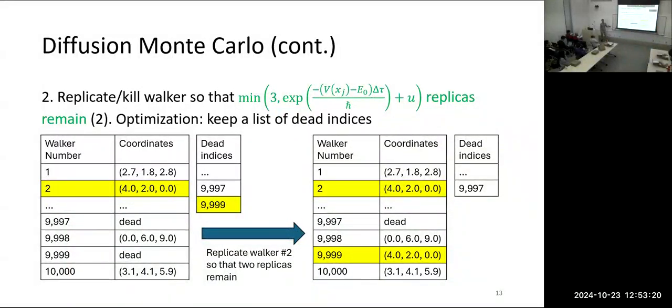At each iteration, we go through every single walker individually. Each walker, depending on where its new potential energy is, I decide how many of them to keep. If I need to keep 2 or more, then I copy it. If I need to keep 1, I don't do anything because it's already there. If this formula gives 0, that means I'm going to kill the walker. I go through the entire list of live walkers to determine how many to keep.